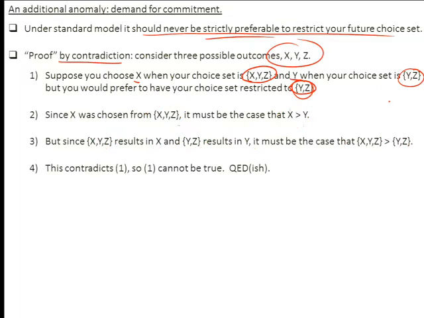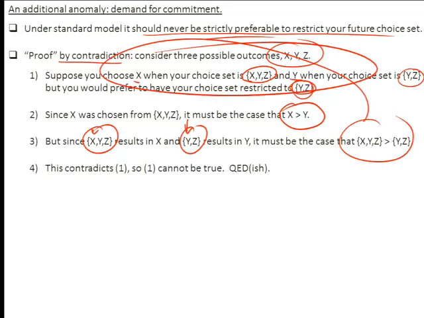So if X was chosen from X, Y, Z, it must be the case that X is strictly preferred to Y. However, if X is strictly preferred to Y, since X, Y, Z results in X, and Y, Z results in Y, then you must prefer X, Y, Z to Y, Z. Because X, Y, Z is going to give you X, which is what you like, cake. Y, Z is going to give you something of lesser value, kale, which you don't like. So you should never strictly prefer to restrict your choice set. So this result contradicts that. Does that make sense? Again, this is not a rigorous proof.